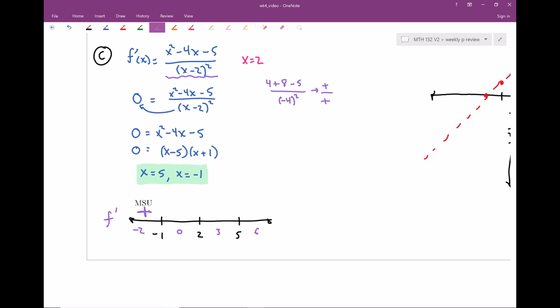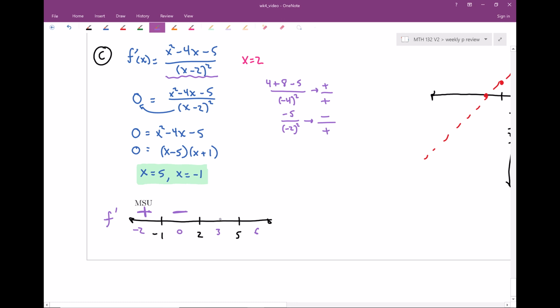Let's try another one. What happens if I plug in 0? Well, if I plug in 0, it looks like I get -5 in the numerator, and in the denominator I'm going to have -2, but I'm squaring it. So I'm going to have negative divided by a positive. So negative divided by a positive, this is going to be negative. So on the interval from -1 to 2, we're going to have negative.